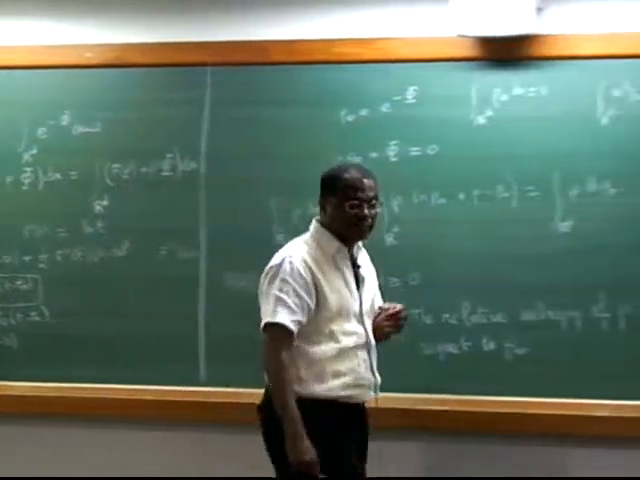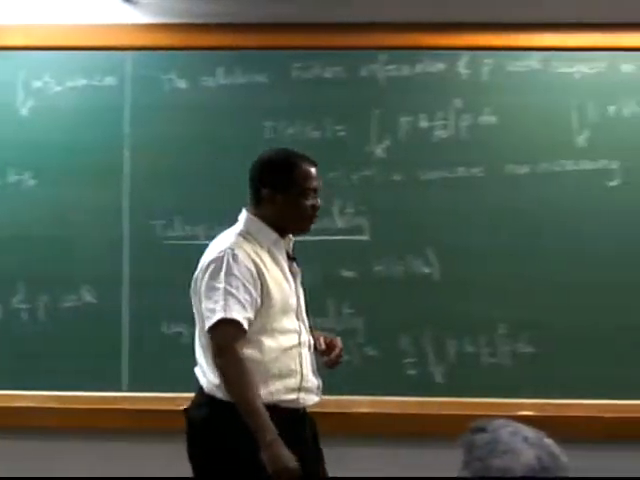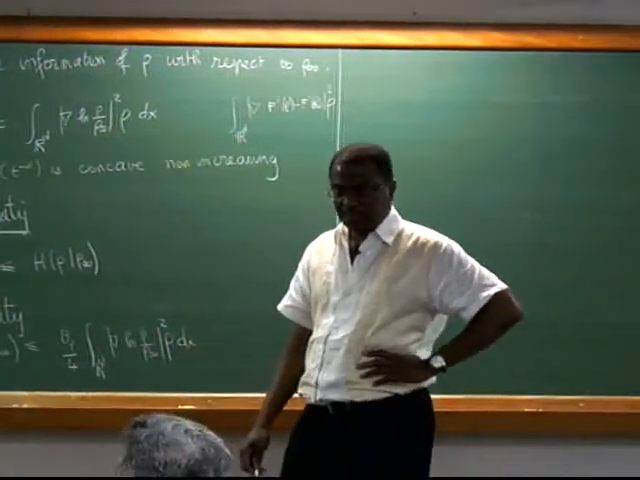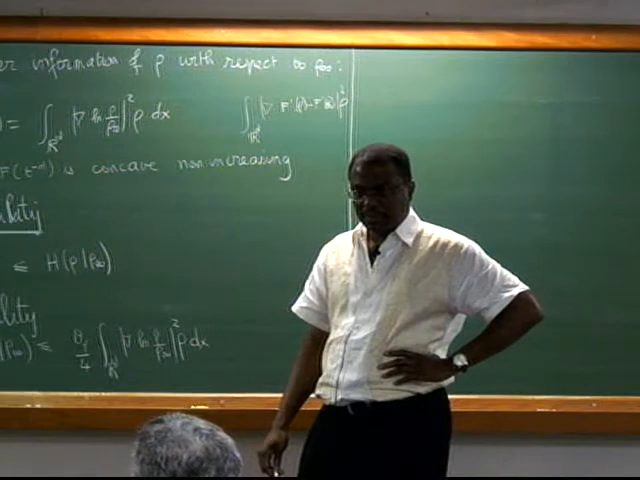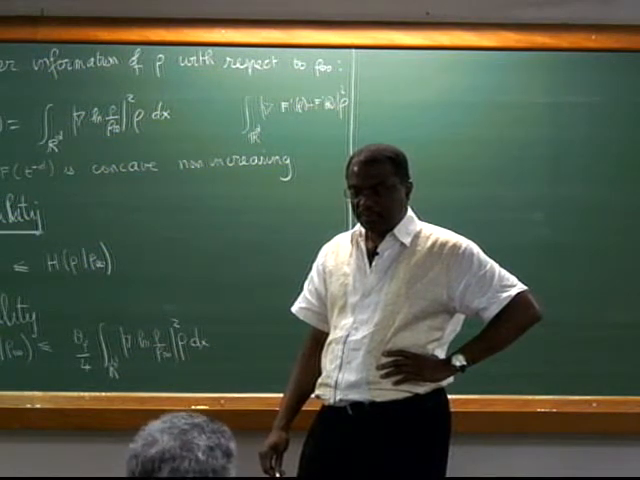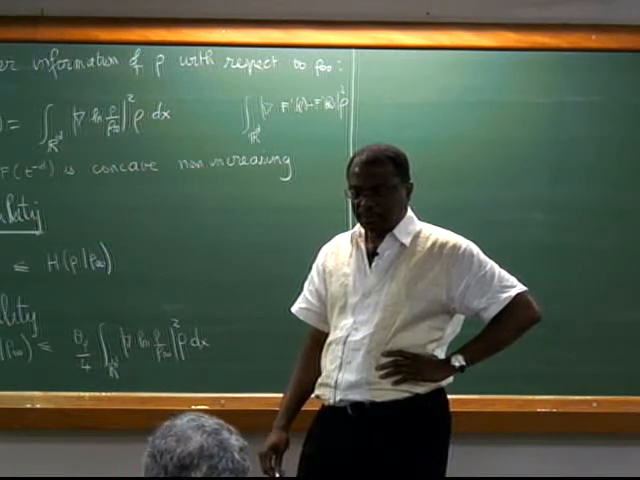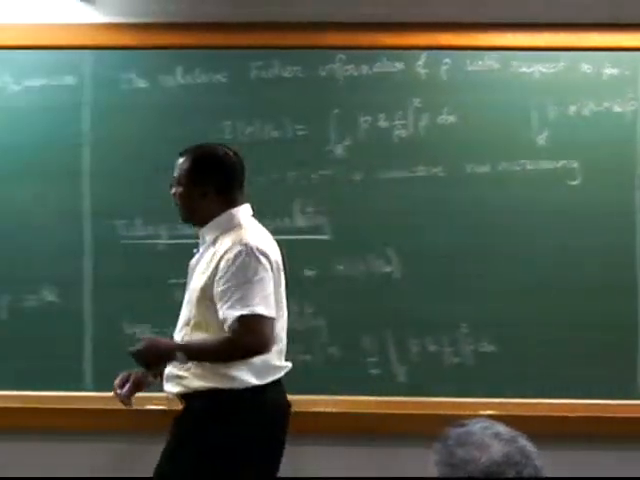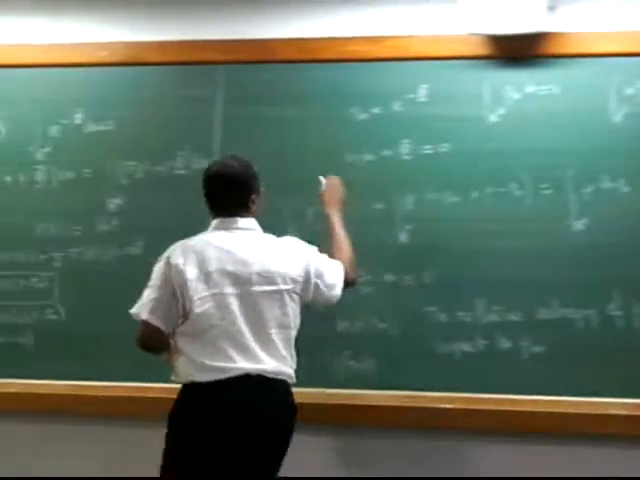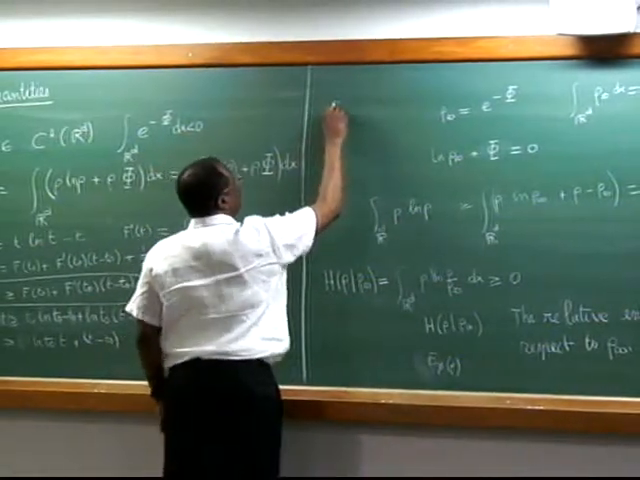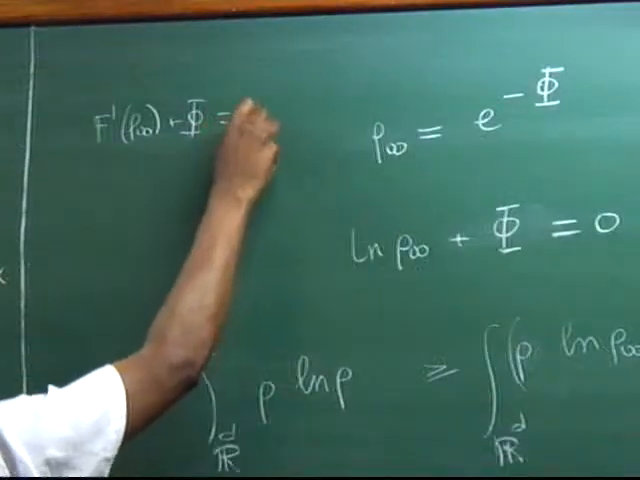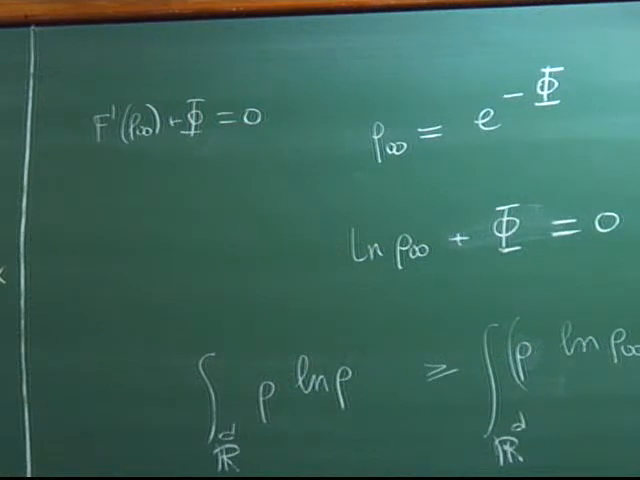When you put the general f there, convex, so can you define, it means that you can define this relative entropy for rho for any f, taking this f prime of rho infinity? Yes, so if you give me any f, I am going to define rho infinity by solving the equation f prime of rho infinity plus phi equal to 0. That is the definition of rho infinity.